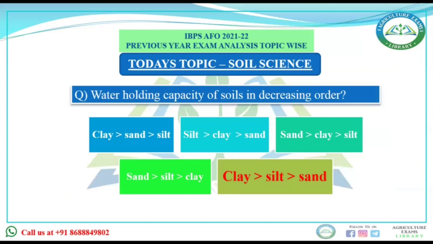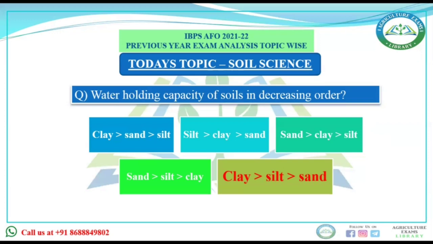Then next, water holding capacity of soil in decreasing order. The options are: first, clay, sand, silt; second, silt, clay and sand; third, sand, clay, silt; fourth, sand, silt, clay; fifth, clay, silt and sand. Of course, the last one is the answer.